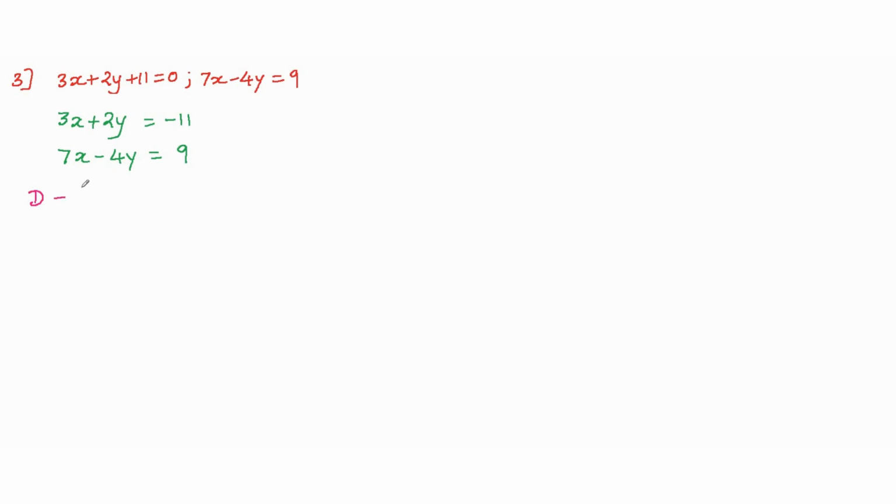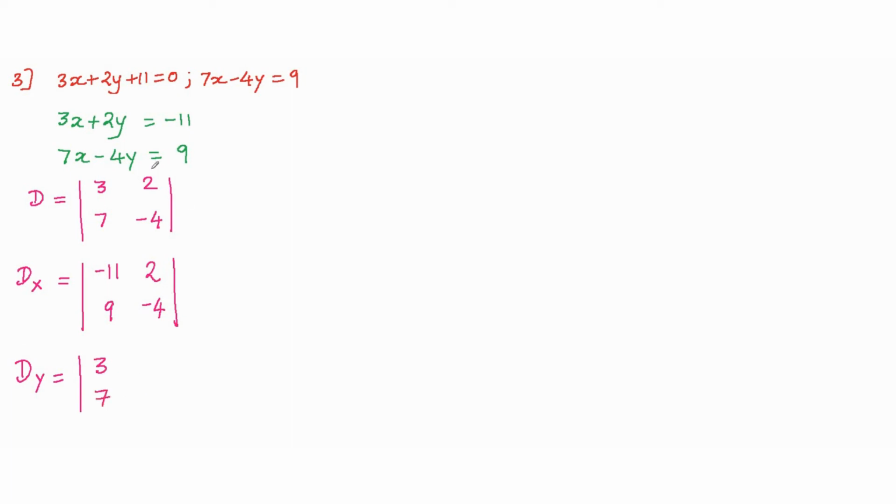So these are my two equations. Let's go and calculate the master determinant. The master determinant is 3, 7, 2, minus 4. This is my master determinant. The determinant for x is basically, I have to take out the coefficients of x and replace them with the constants. So minus 11, 9 and 2, minus 4. That's the determinant for x. And the determinant for y is, I have to keep the coefficients of x as they are and replace the coefficients of y with the constants. So it is minus 11 and 9.